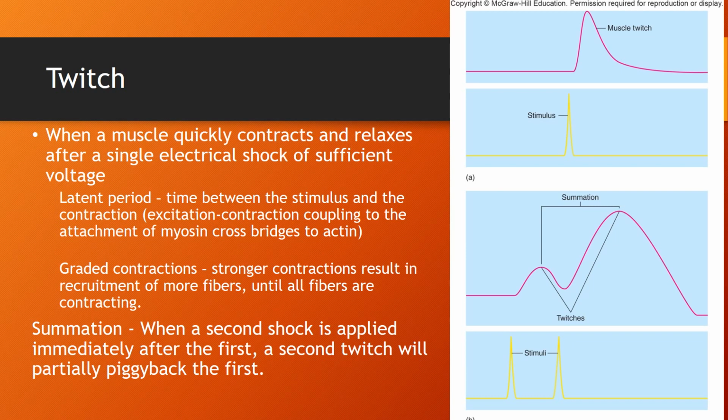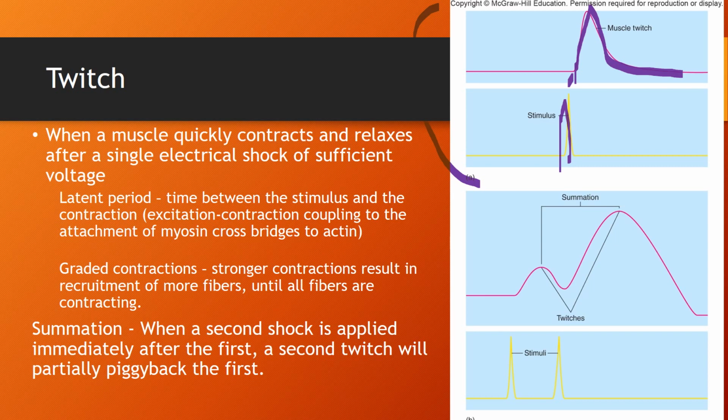So let's look at this figure up here. And here, this is denoting what is a twitch, okay? So this yellow line is representing the electrical activity. So here we have the stimulus, and then momentarily, we have this muscle twitch, okay? So here we have a peak, and then it comes back down, denoting one single event, okay?